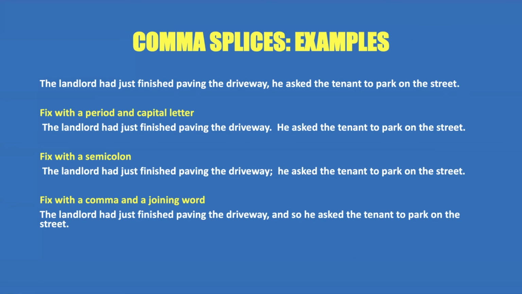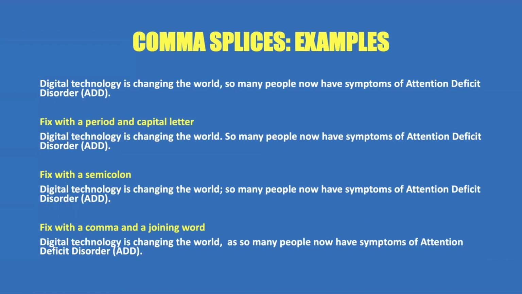That's really the way you're trying to use the comma. You just don't have that coordinating conjunction there, but you can't have two independent clauses. Let's take a look at two more examples so you know this and can avoid it in future drafts that you're going to submit for this class. Digital technology is changing the world, comma, so many people now have symptoms of attention deficit disorder, ADD. Look at the comma, look to the left, look to the right, and ask if each of those can be a complete sentence. Can they each stand on their own? If they can, again, it's a comma splice.